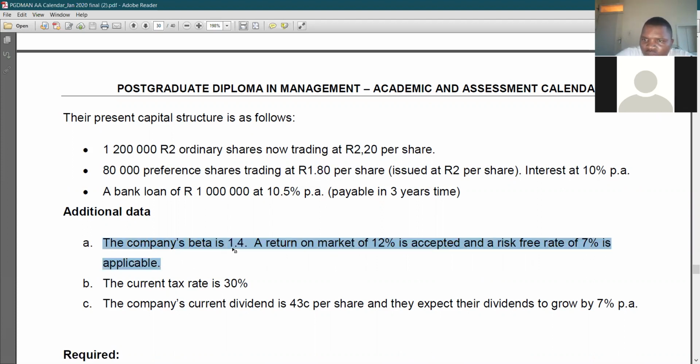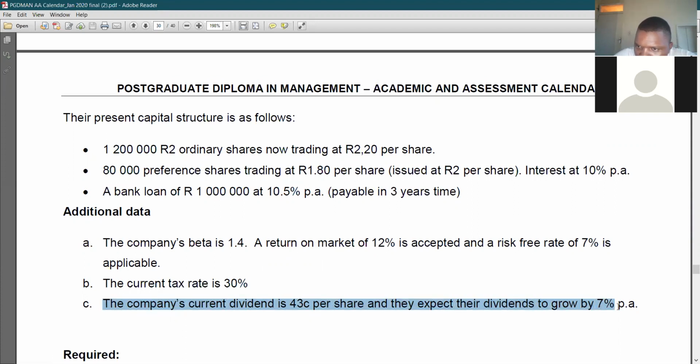This whole thing applies only when you are using CAPM. Beta, you find it like this. Return on market like this. This is the RM, risk-free rate, 7% applicable. And then what else are you going to use? When you use a dividend growth model, this applies on the dividend growth model. Point number C applies on the dividend growth model.